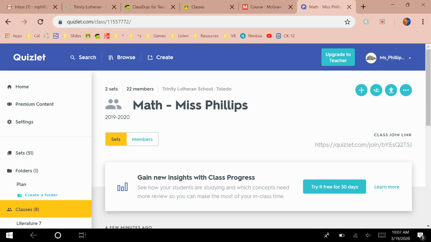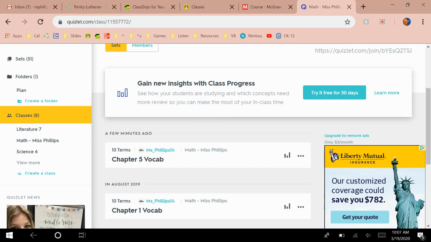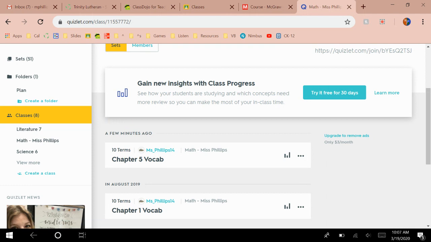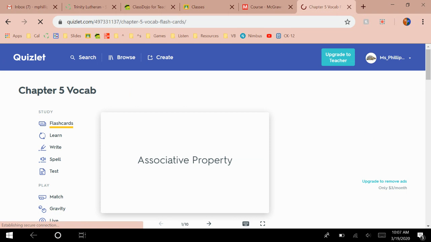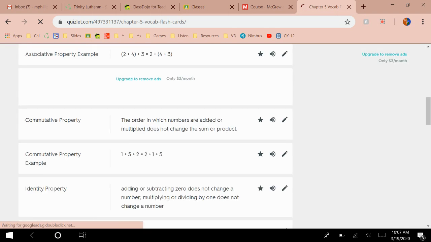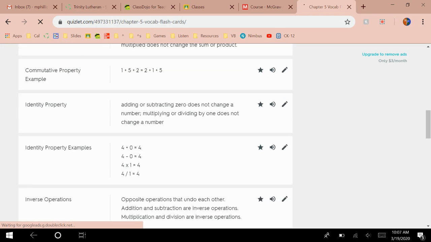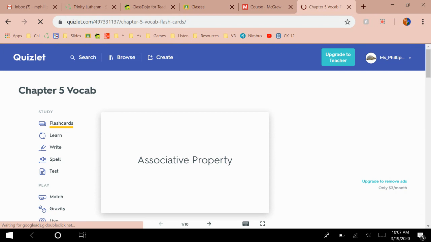But you should be able to just go to Quizlet, which hopefully I bookmarked, and then since you're in my class, when you look on the side, you should see Math Miss Phillips you can click on. We've used this before, way back when, and I'm going to get to using it more now that we're doing learning online. But Chapter 5 vocab, this should be really helpful for you. I have the properties and examples, and then inverse operations, regrouping, place value, some place value review there. All right. So that is it for today.